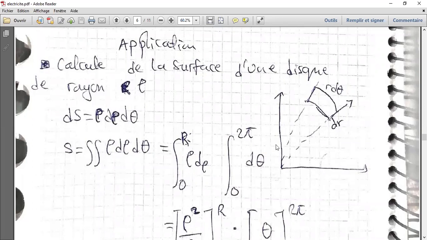There's rho, which is changing. Rho is just the movement of the point from the inner circle to the outer circle. And there's also d theta, which is changing, which is the movement from this point to another point here. And you have rho, which is constant. So how do you calculate your surface area?